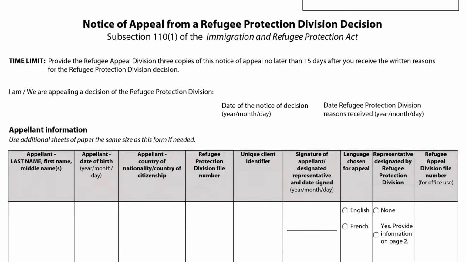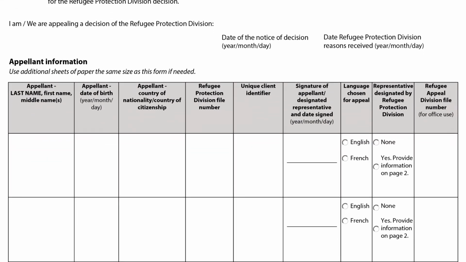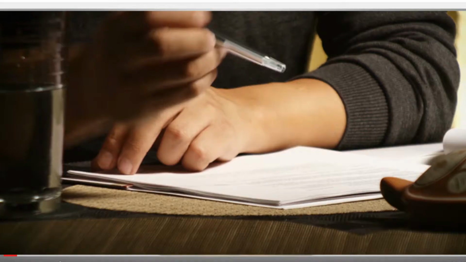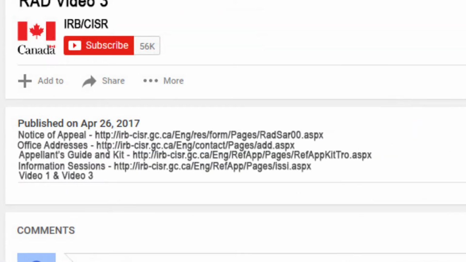A Notice of Appeal is what starts your appeal. It protects your rights, so you have to do it very carefully and you have to do it on time. A link to this form can be found in the description below this video.